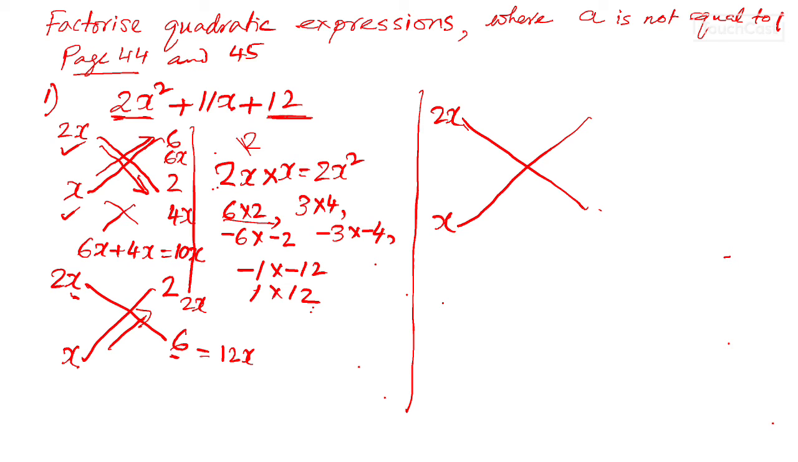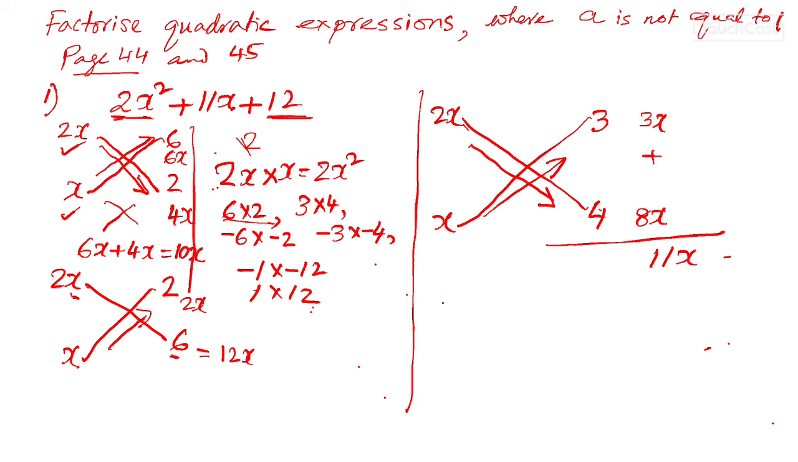If I go for 4 times 2, that is 8. So if I use that one as 4 and that one as 3, and multiply along this line, that gives you 3x. And if I multiply that particular line, that gives me 8x. Remember, these are only trial and error. If I add them together, that gives you 11x. So this is the time it's going to work.